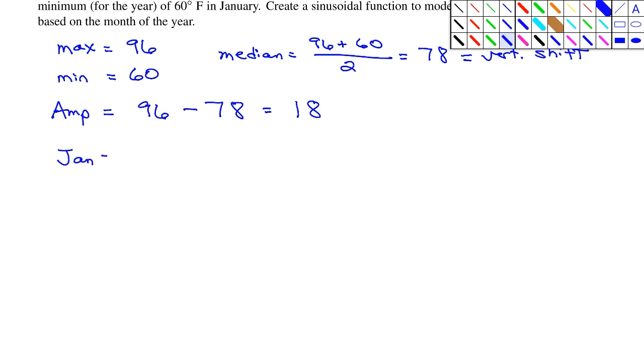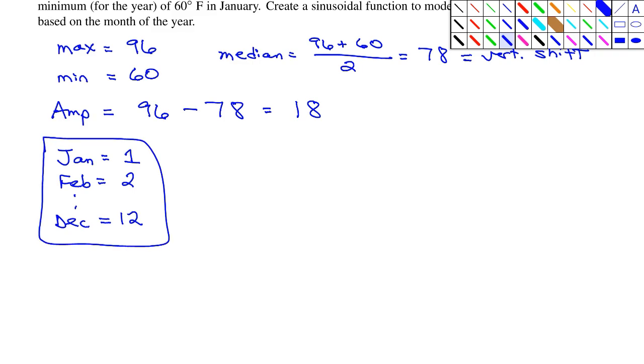January is going to be represented by a 1. February is going to be represented by a 2, etc. December is going to be represented by a 12. And then we'll allow the numbers to continue going forward. So 13 would then be January again, 14 would be February again, but in the next year, and it just continues on like that. So we're going to use these numbers for the months.